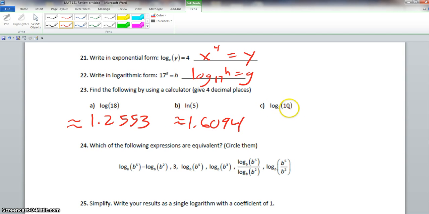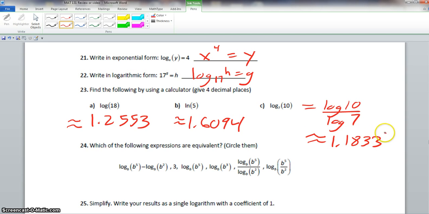Now we have log base 7 of 10. We can use that change of base formula that we learned in the previous section. So we would take log 10 divided by log 7, and we could put that in our calculator, and that would give us approximately 1.1833, and that is our final answer.